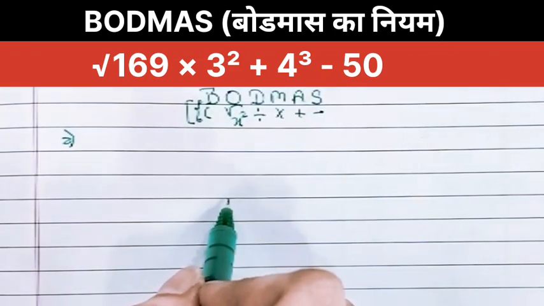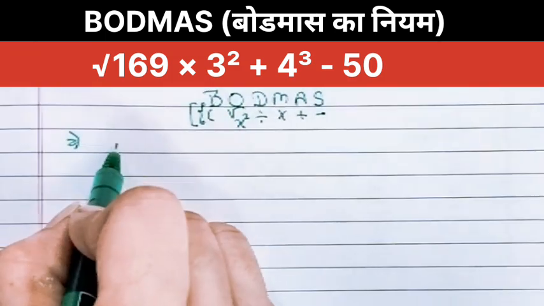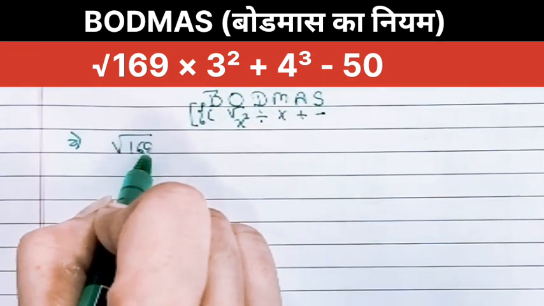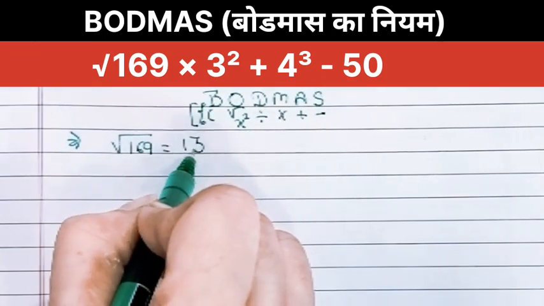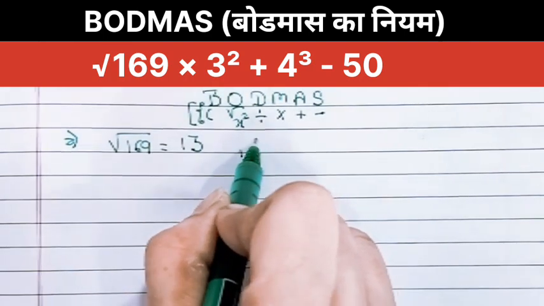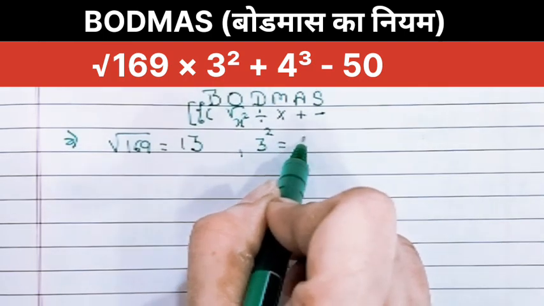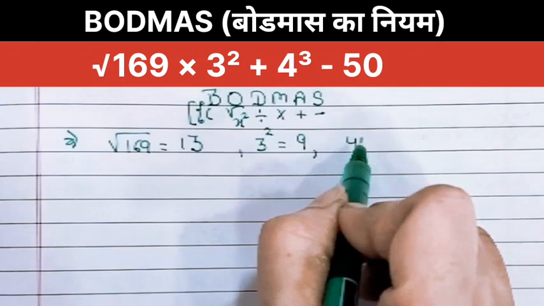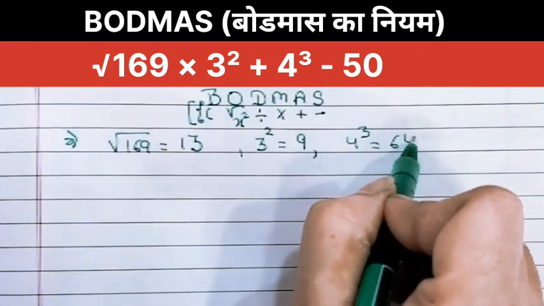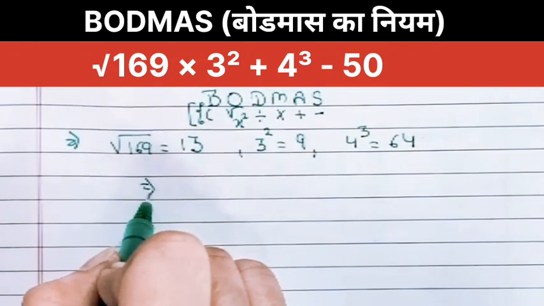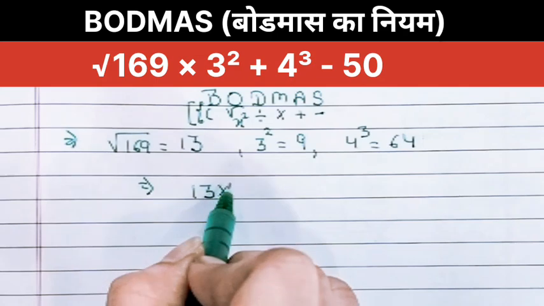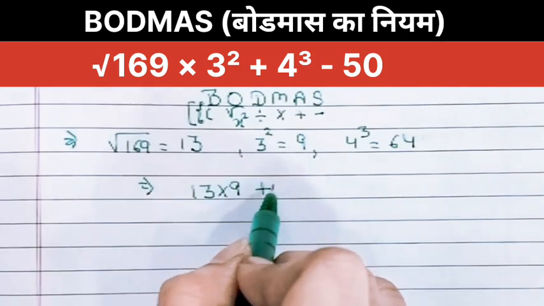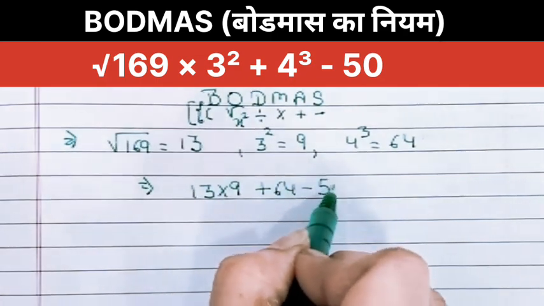Now the first step, simplify the orders, roots and powers. Find the square root of 169 which is 13, and now calculate the exponents. 3 squared is equal to 9 and 4 cubed is equal to 64, and now the new expression becomes 13 multiplied by 9 plus 64 minus 50.